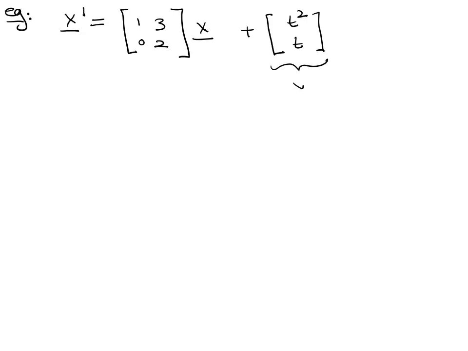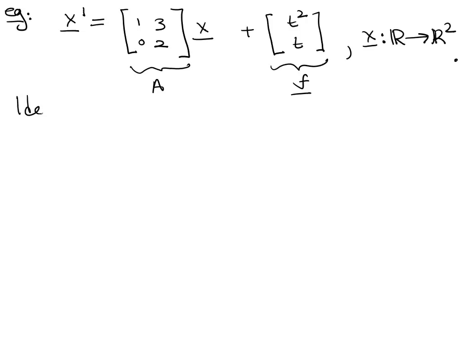Let's look at the system x prime equals some matrix, the matrix 1, 3, 0, 2, times x plus the function whose entries are t squared and t. This is the function f. This is the matrix A. And the question is, you want to find a function x from R to R^2 which satisfies this equation. So how would you do this?